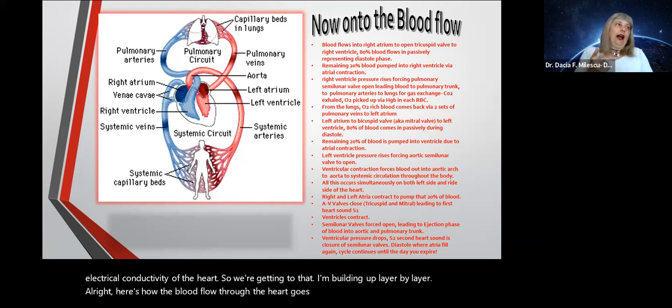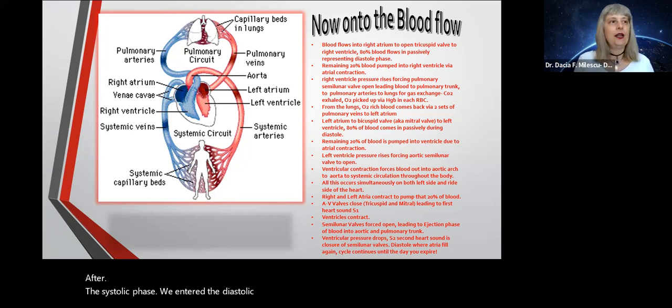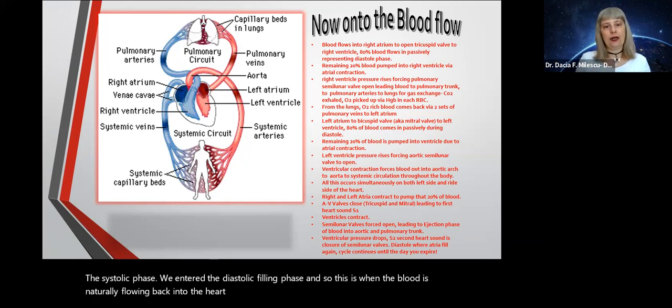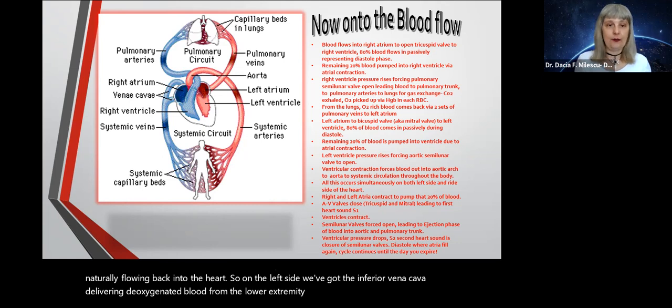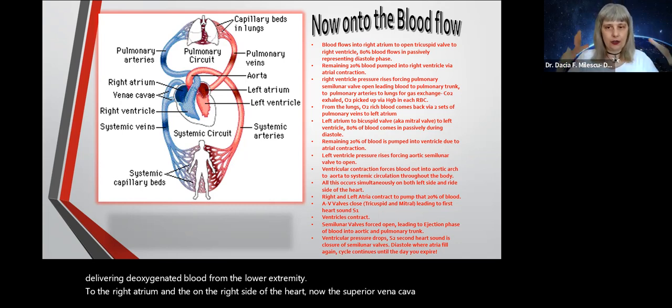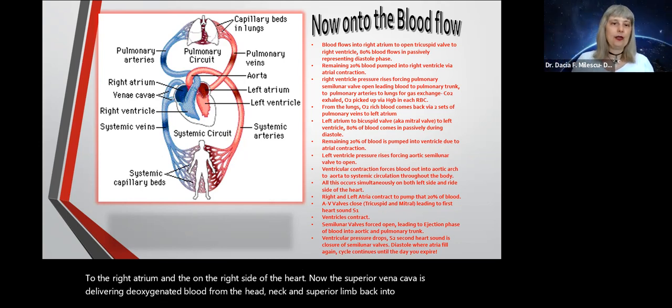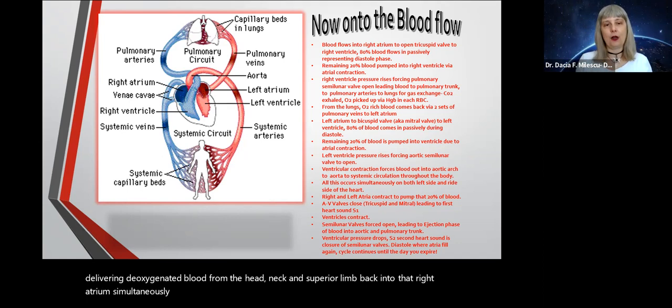So after the systolic phase, we enter the diastolic filling phase. This is when the blood is naturally flowing back into the heart. On the left side, we've got the inferior vena cava delivering deoxygenated blood from the lower extremity into the right atrium, on the right side of the heart. Now, the superior vena cava is delivering deoxygenated blood from the head, neck, and superior limb back into that right atrium. Simultaneously, we've got blood flowing into the left atrium as well.